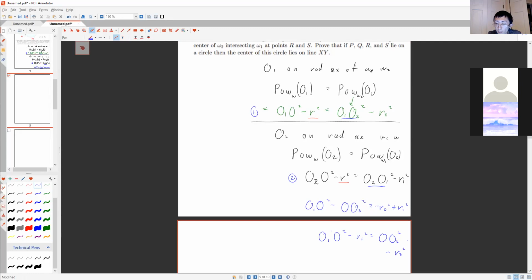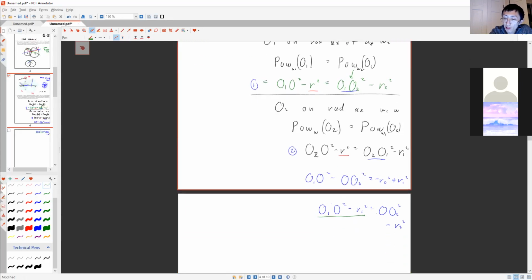So what does this say? Do you guys recognize what this expression is? Yeah, so which power expression is this? Yeah, this is power of a point. It's the power of point, what point with respect to what circle though? The power with respect to point O of omega 1, yeah.